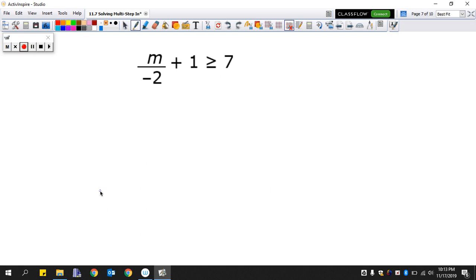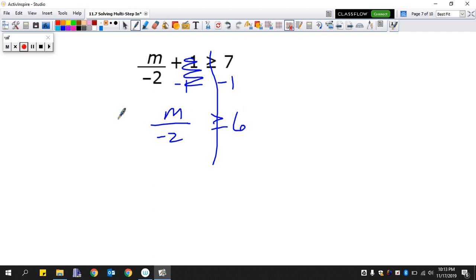All right, this one. So we have addition and we have division again. So subtract 1, which cancels out the 1. M divided by -2 is greater than or equal to 6. We multiply both sides by -2, so the -2's cancel out over here. So M, now because we multiplied by a -2, we have to flip this inequality symbol around, and we end up with M is less than or equal to -12.